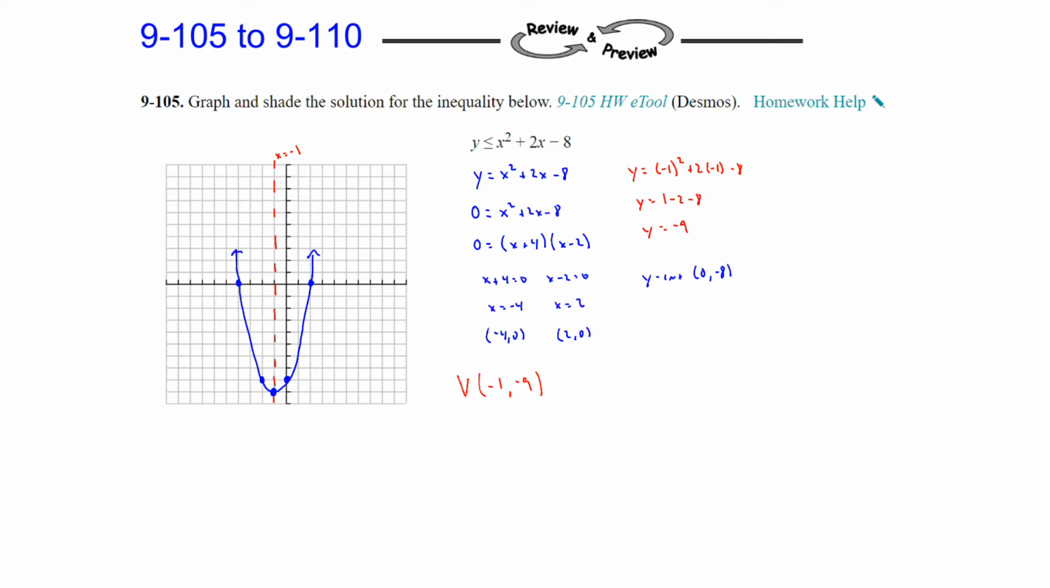All right, and now we need to test a point to see if we should be shading inside the parabola or outside. So let's go ahead and test the point (0, 0) since it is available to test. That would be 0 is less than or equal to negative 8, because the x squared and the 2x will cancel. So 0 is not less than negative 8, so we won't shade inside because that's where the point (0, 0) is. We will shade on the outside of the parabola.